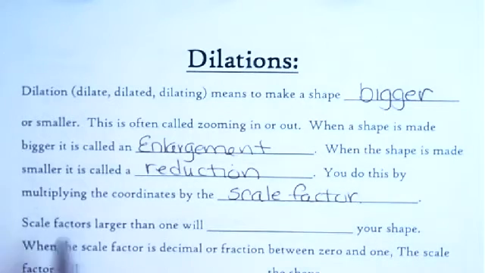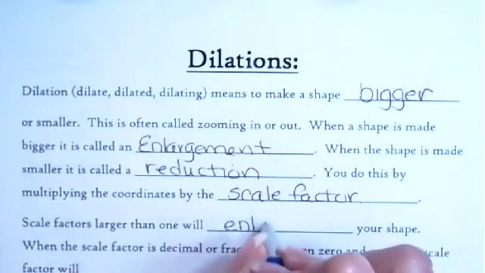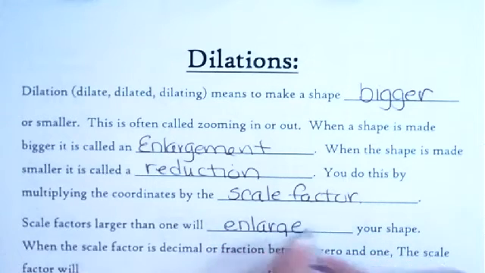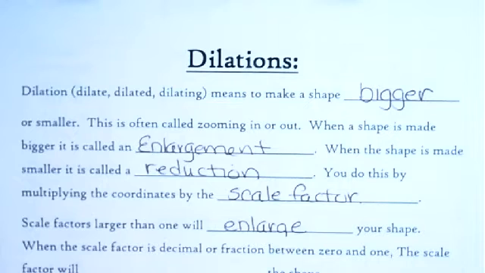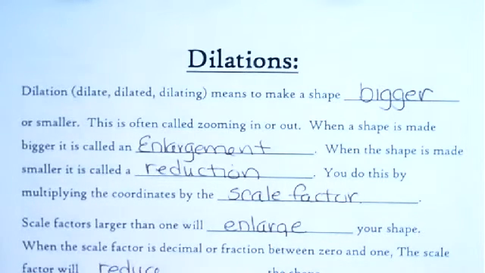Okay? Scale factors larger than 1 will enlarge your shape. When the scale factor is a decimal or fraction between 0 and 1, the scale factor will reduce the shape. Okay, so dilation just means we're going to make something bigger or we're going to make it smaller.